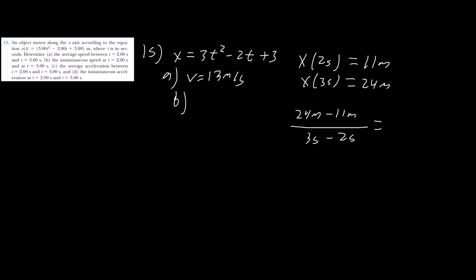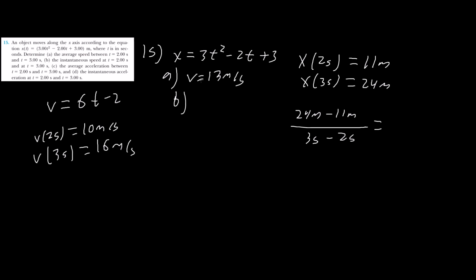The instantaneous speed at 2 seconds and 3 seconds. If this is the position equation, that means the velocity is going to be 6t minus 2. So at 2 seconds, that would be 10 meters per second. And at 3 seconds, the instantaneous speed would be 18 minus 2, which is 16 meters per second. So those are the two answers they're asking for: 10 meters per second and 16 meters per second. And that's what I have here, even though I wrote it very sloppily.